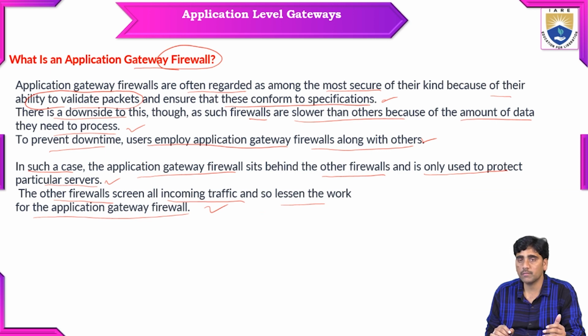So each and every time, the application gateway works with the help of the firewall, and that firewall states whether each and every packet and each and every connection is trusted or not, and it gives speed to the system and the network also.